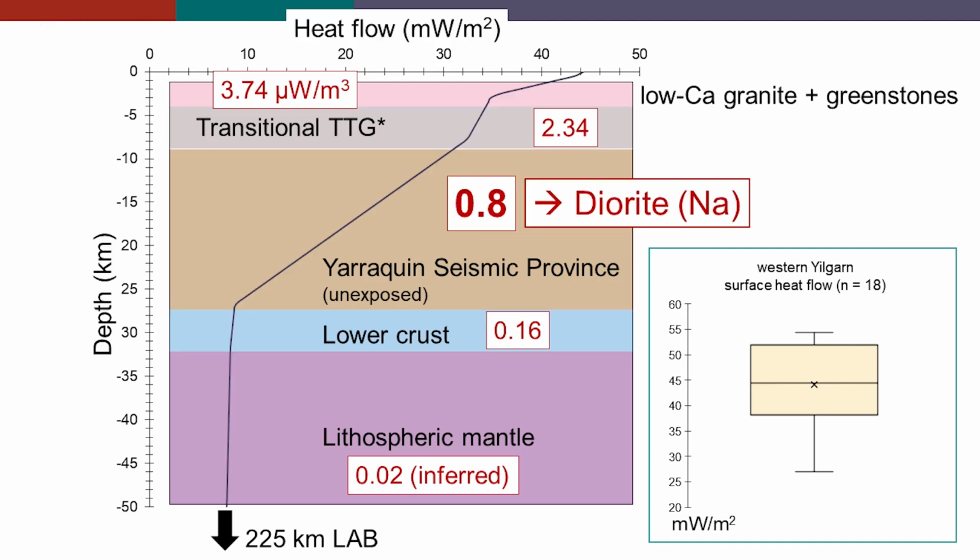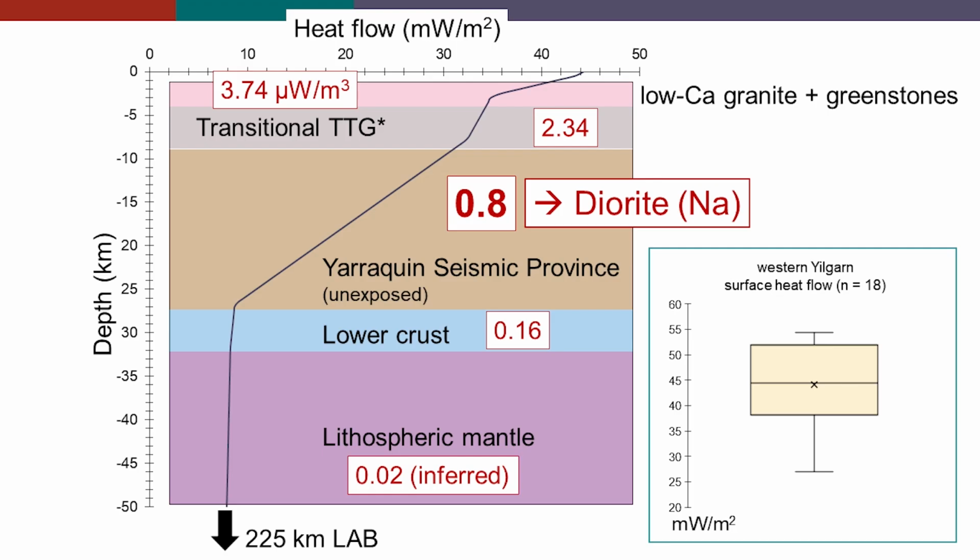Okay. And that ends up being helpful because if I take these models and calculate the heat flow throughout the crustal column, I'm basically looking for a match at the surface that matches the observations we see. And when I do that, it shows that the Yilgarn seismic province has a pretty low heat production value of 0.8. Okay, so why is that useful? Because that does match the median value for a sodic diorite.